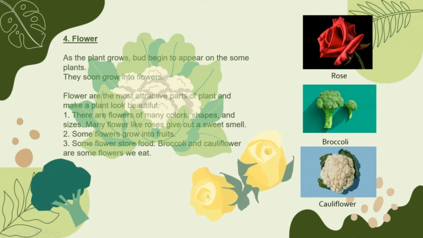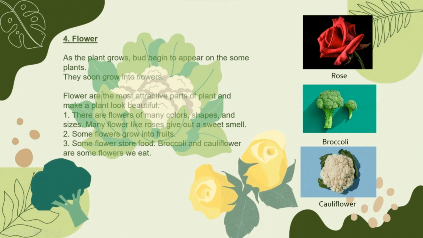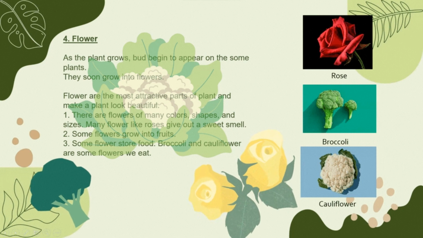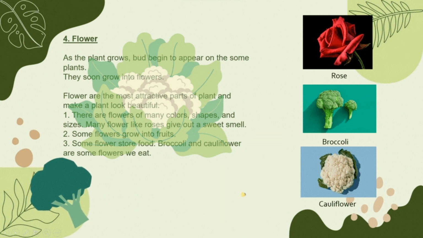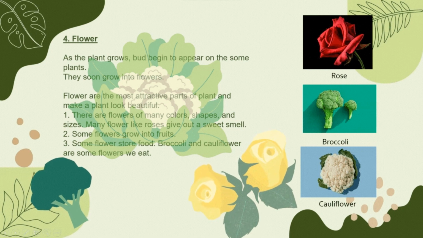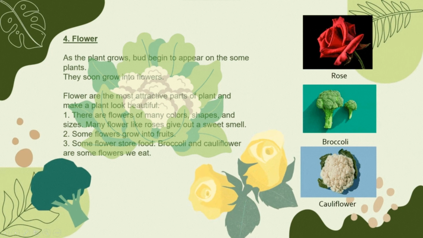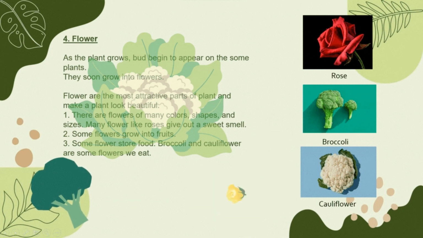Flower. As the plant grows, buds begin to appear on some plants. They soon grow into flowers. Flowers are the most attractive parts of a plant and make a plant look beautiful. 1. There are flowers of many colors, shapes, and sizes. Many flowers, like roses, give out a sweet smell. 2. Some flowers grow into fruits. 3. Some flowers store food. Broccoli and cauliflower are some flowers we eat.